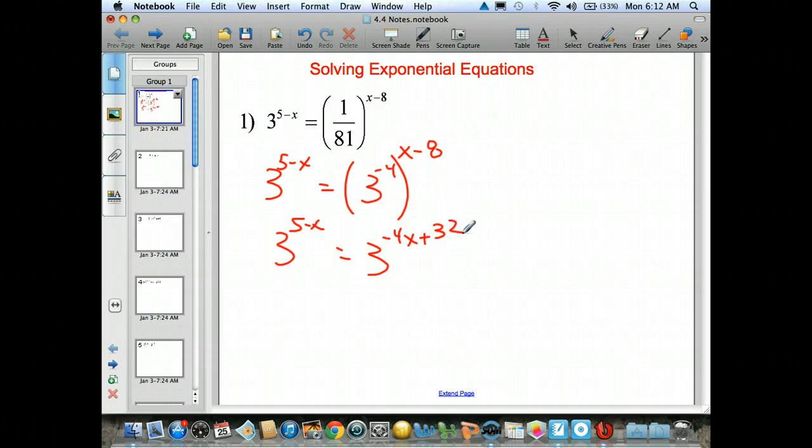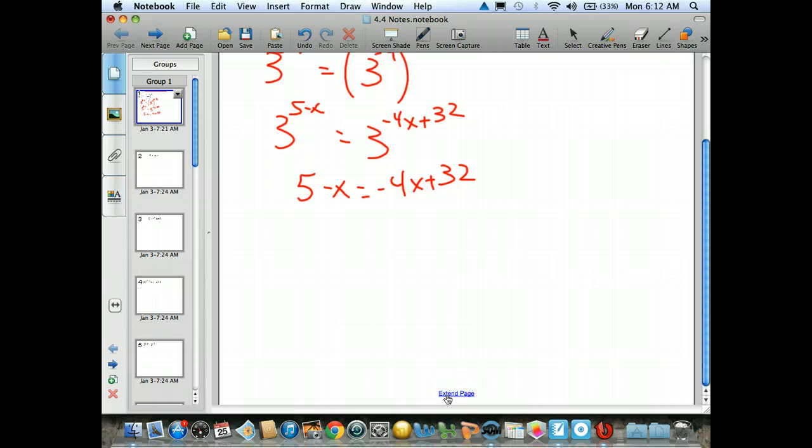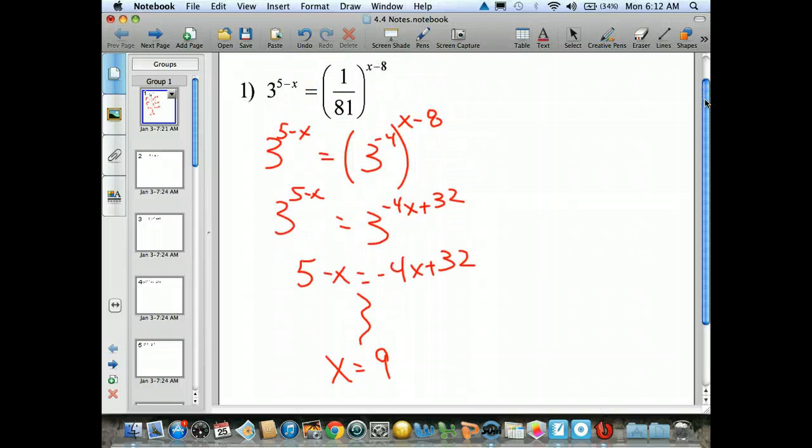Now, since the bases are the same and we only have one term on each side of the equation, it is obvious that the powers must be the same. So we can write 5 minus x equals negative 4x plus 32. Now, put the x's on one side and the constants on the other, solve for x. I'm going to cut to the chase here, we get x equals 9. So the solution to this equation is 9. If we plug it into our original equation, we can verify that that indeed does work.